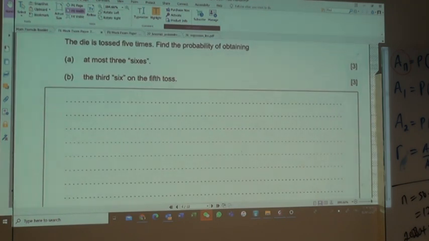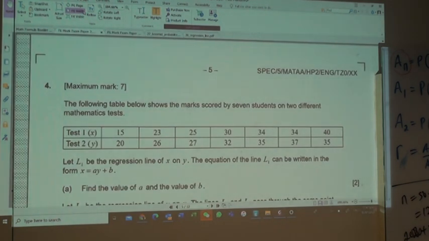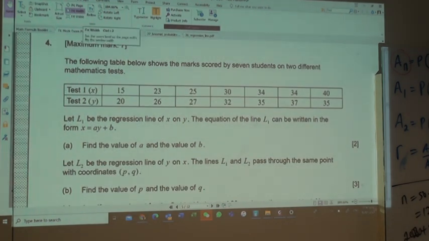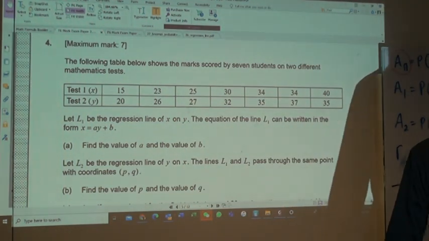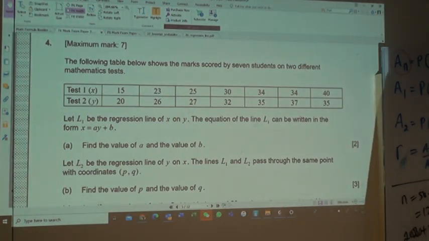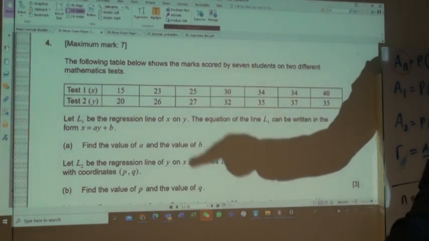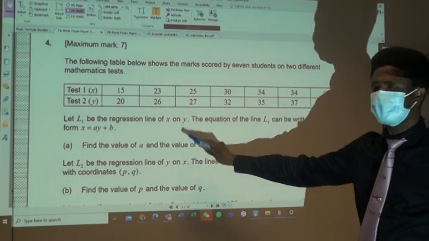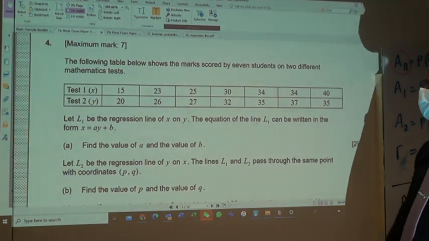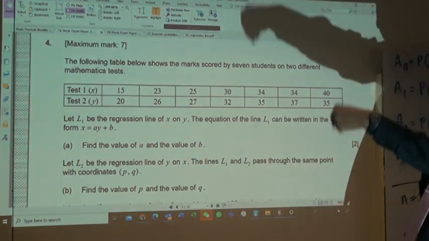Okay, the next one is regression. The following table, let L1 be the regression of x on y. I think almost everybody did this. I don't know if you did that. Did you? It's just calculator. Regression x on y. The only difference between x on y and y on x is your list L1, L2 in the calculator.